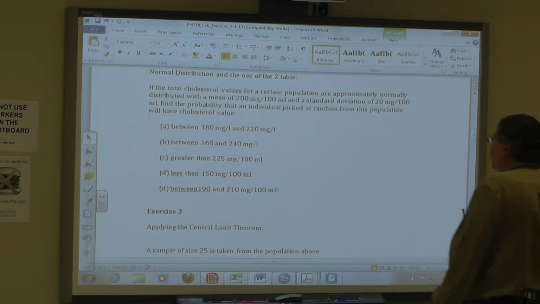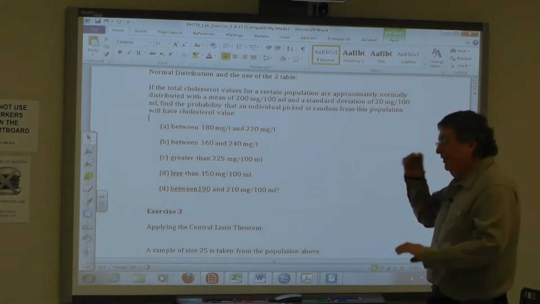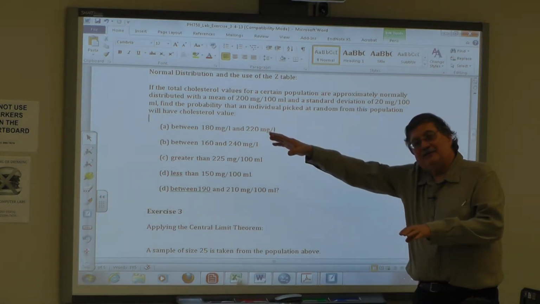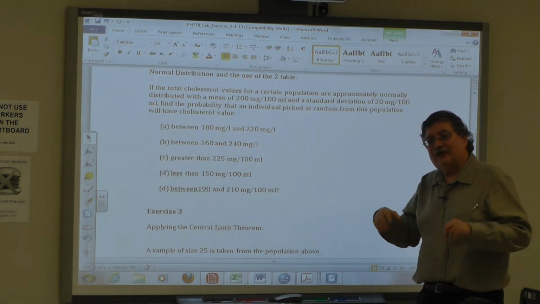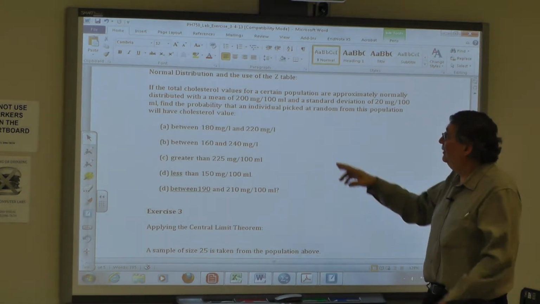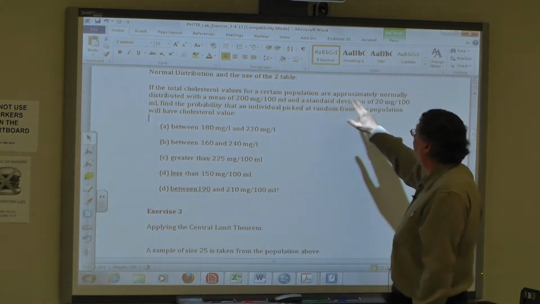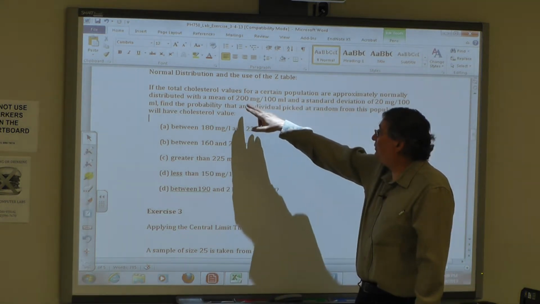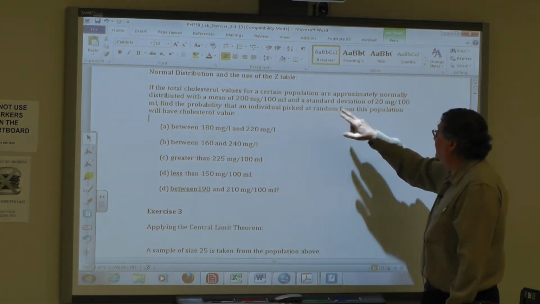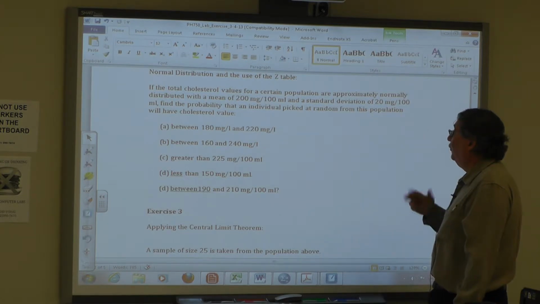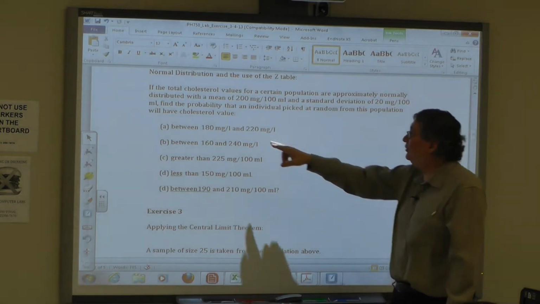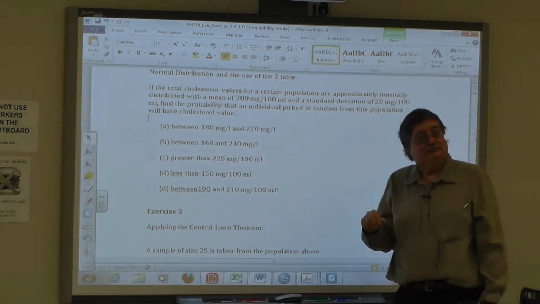Okay, so we're going to look at something for a population. Forget about the sample, put the samples aside. This is just kind of a refresher on how populations act. Total cholesterol of a certain population is approximately normally distributed with a mean of 200 and a standard deviation of 20. What percent of the population is between 180 and 220?